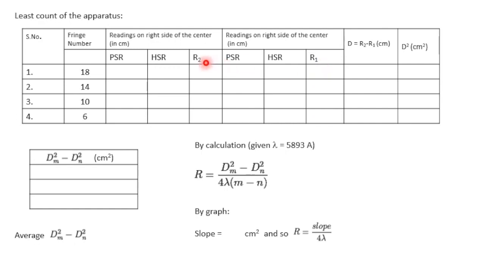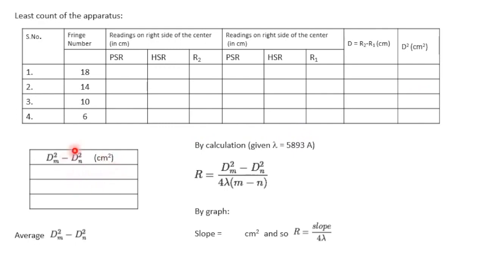Now once you have the R2 and R1 readings, you are in a position to calculate the capital D, which is R2 minus R1. And once you do this calculation, you can also calculate what capital D squared is. All along you must have the units. These are very important in physics. You must have appropriate units all the time with a quantity that is calculated. So you can fill in this column, which is D squared.